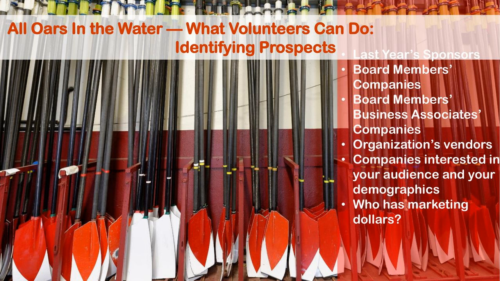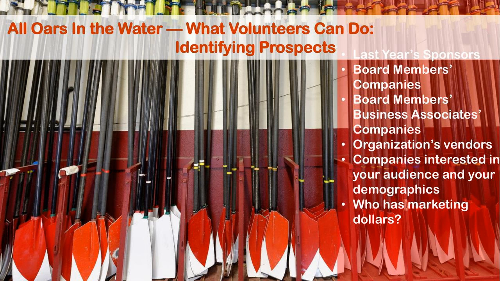So here's one of the ways that your volunteers can help from the get-go. After you've put your sponsorship package together and you've put your opportunity together, one of the first ways that your volunteers can help is by identifying your prospects. And here is one of the many ways that people who are not good at asking can help. They can help identify prospects, help generate a prospect list. Where are you going to find your prospects?